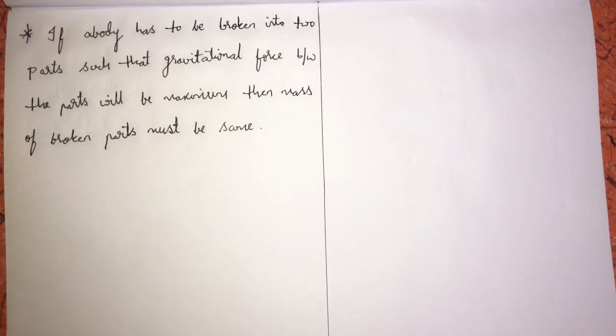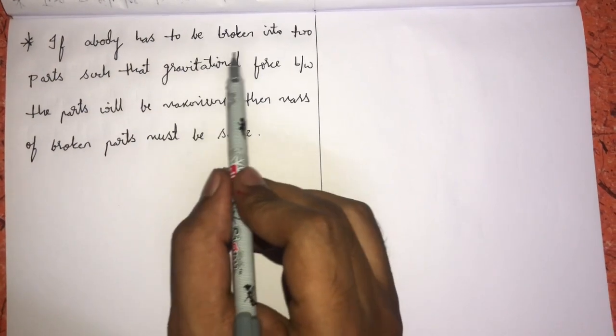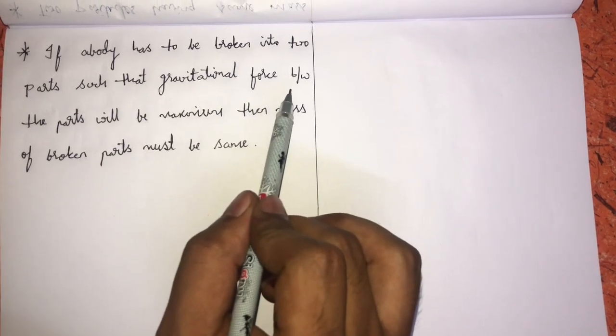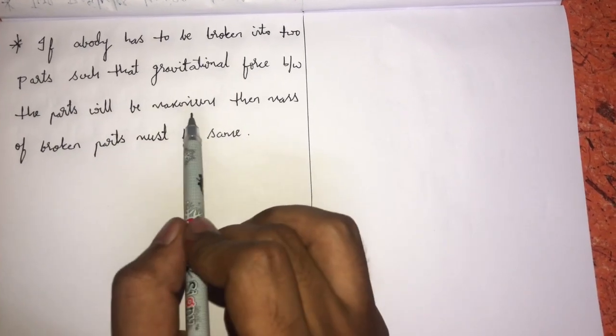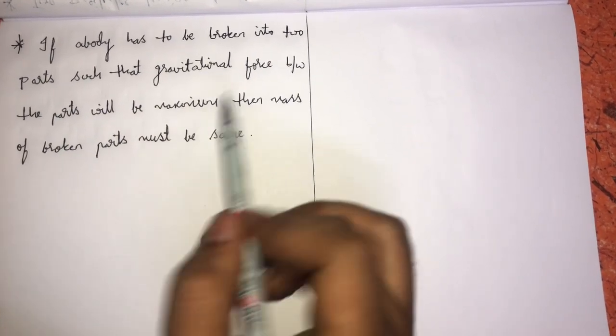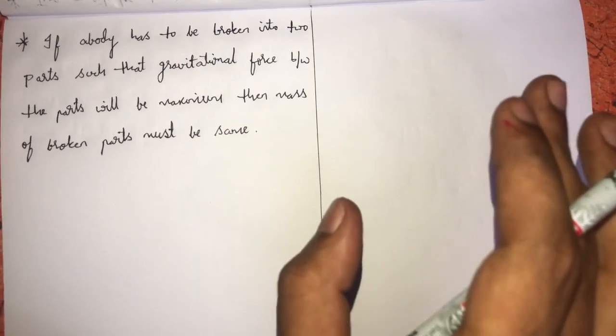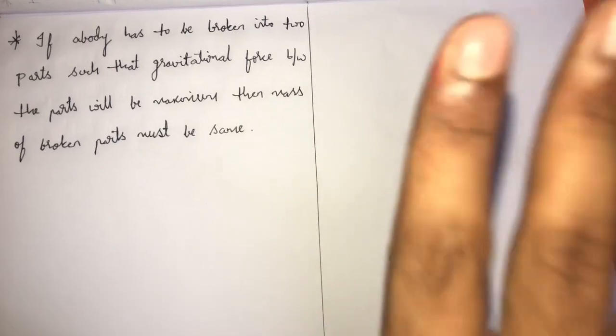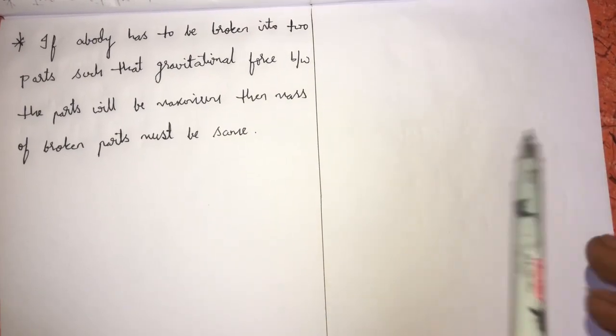Here let's see another concept. If a body has to be broken into two parts such that the gravitational force between the parts will be maximum, then the masses of the broken parts must be the same. So in order to have the maximum gravitational force, the body should be broken into two equal parts where both the masses are the same.